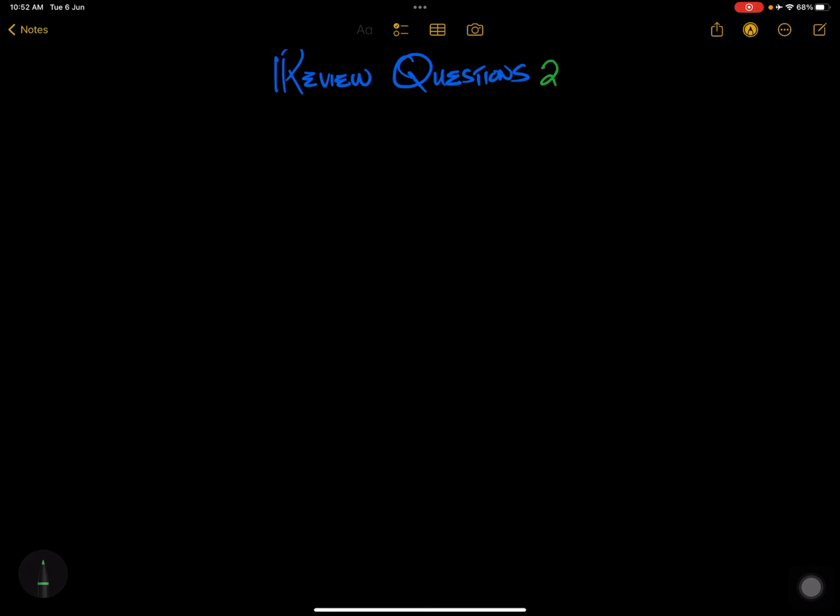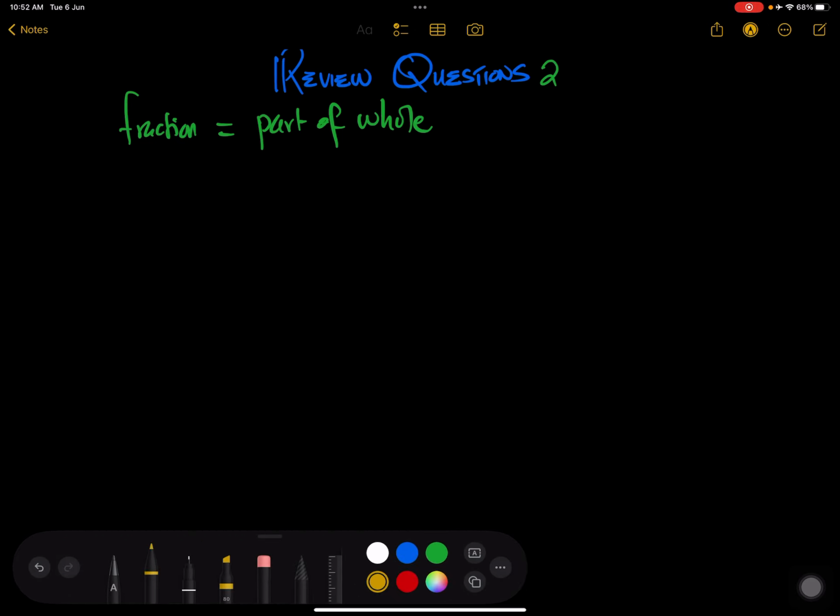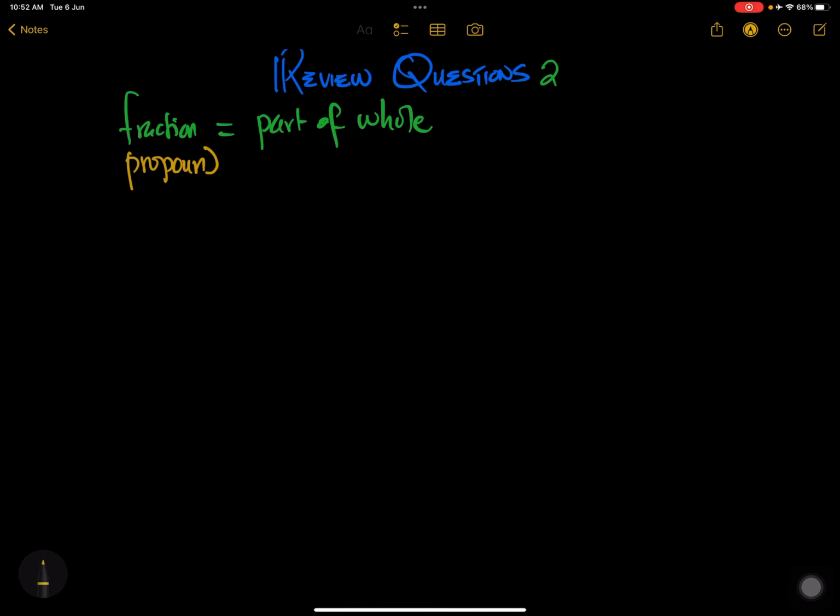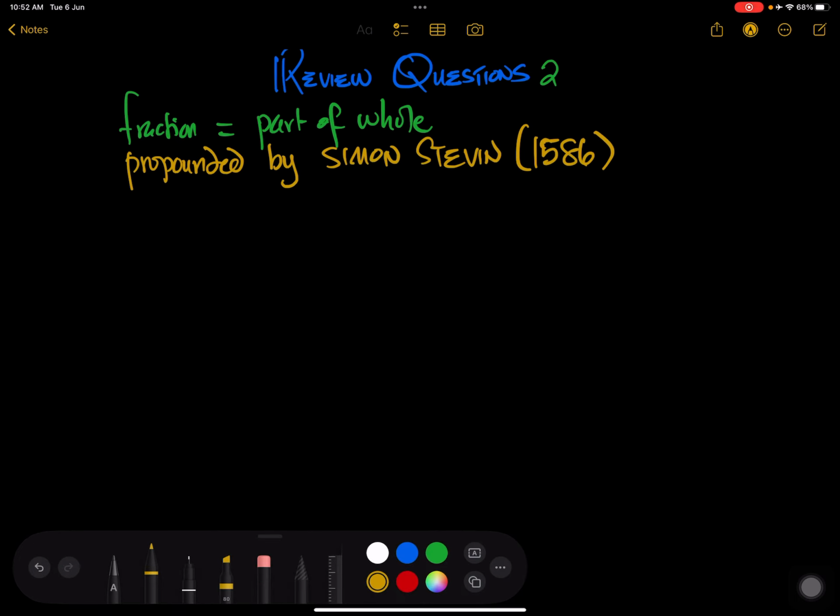We're going to look at questions related to what? Fractions. We remember that we said that fractions are part of a whole, right? We said fraction is equal to a part of a whole. So something is whole, but a part, just a chunk of it, makes it what? A fraction. And remember that it was propounded by Simon Stephen in the year 1586.